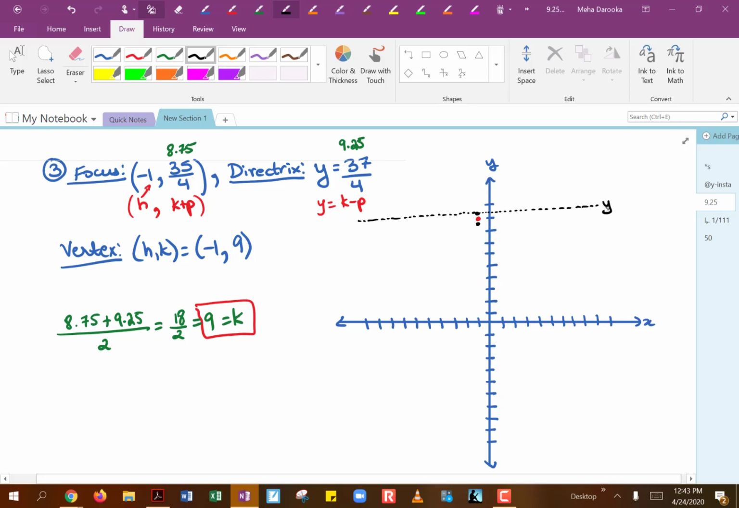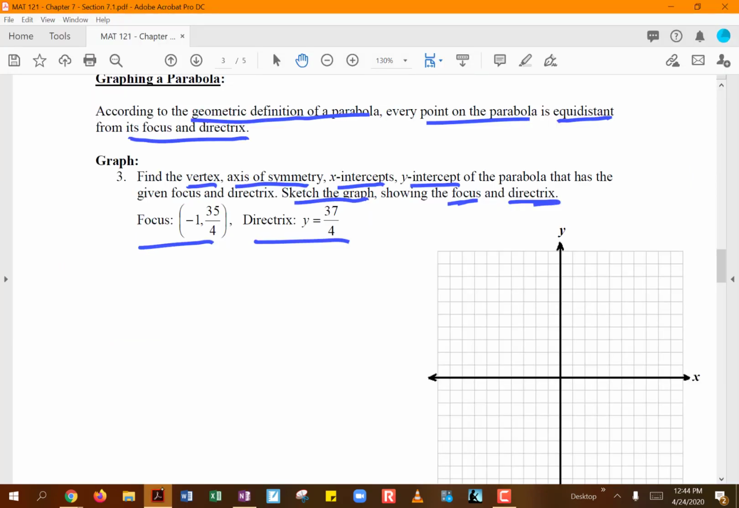So this is y equals 37/4, and then this point over here is our focus, which is, let's call it point F. So our focus is going to be at -1 and 35/4. Okay, and this one of course is our directrix. But now that we have our vertex, they were also asking us to find the axis of symmetry and the x and y intercepts also.